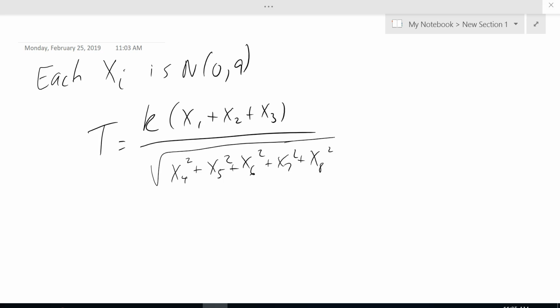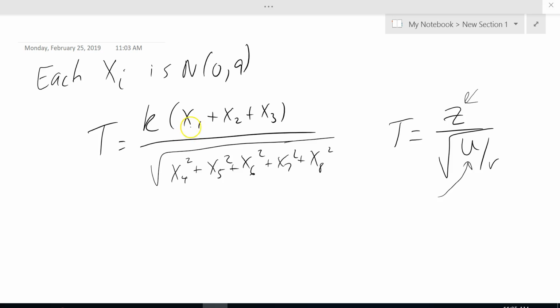All right. So the problem asks to figure out what the k needs to be in order to make this a t distribution. So again, remember, for t, what do we need? What does the numerator and what does the denominator need to be? Okay, it has to be a Z over the square root of a chi squared over its degrees of freedom, right? So the first thing that we need to do is make a normal distribution on top and a chi squared distribution on bottom. And in particular, I need standard normal on top and chi squared on bottom, right?